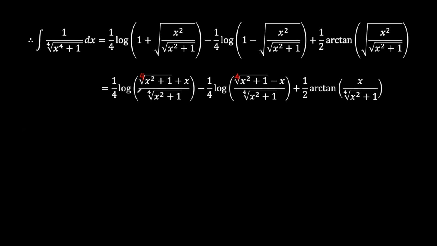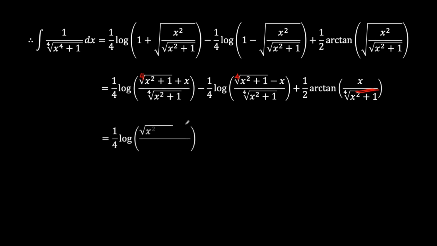And so we have a quarter natural logarithm of the 4th root of x squared plus 1 plus x over the 4th root of x squared plus 1 minus a quarter natural logarithm of the 4th root of x squared plus 1 minus x over the 4th root of x squared plus 1 plus arctangent of x over the 4th root of x squared plus 1. We apologize for that mistake.